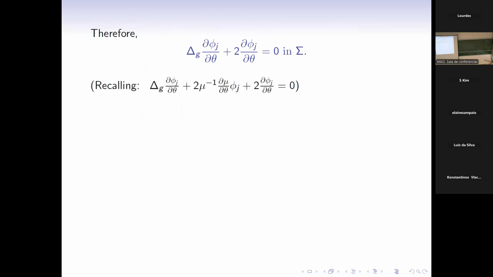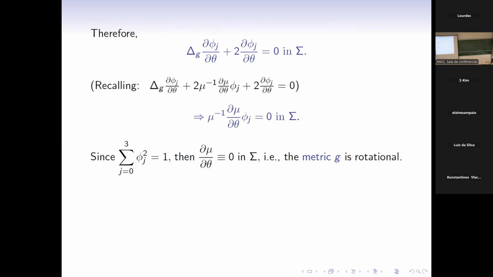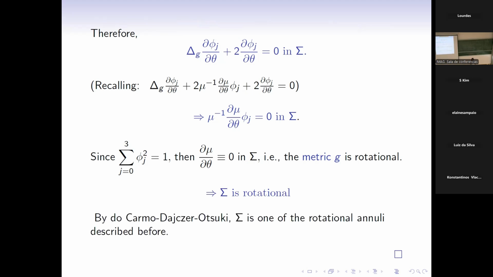So, but this is exactly what we had in the first place. So we are telling that the term in the middle is 0. But then you use that you are by immersion into the sphere, so you can conclude that this guy is 0. So your metric is rotational. And then comes a classical linear algebra argument to show that once your metric is rotational, you do get that your surface is rotational.